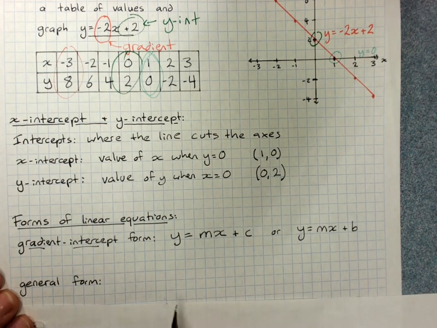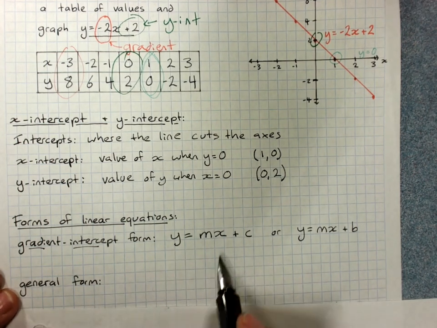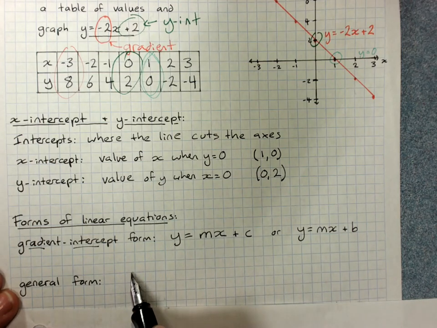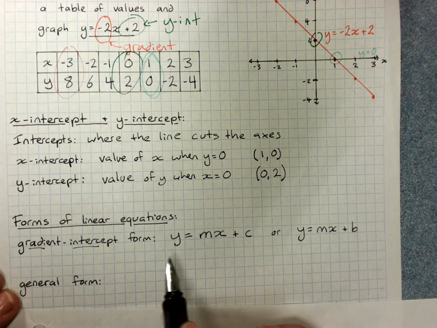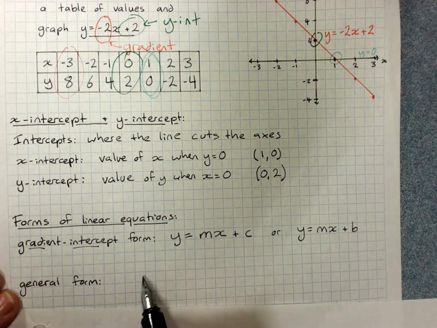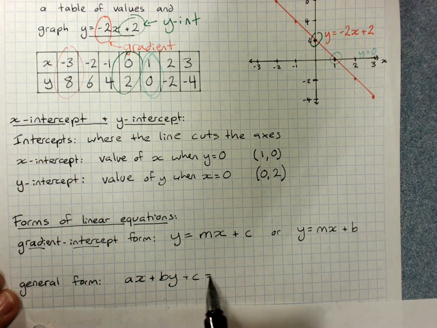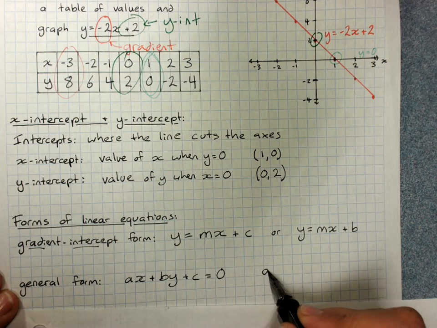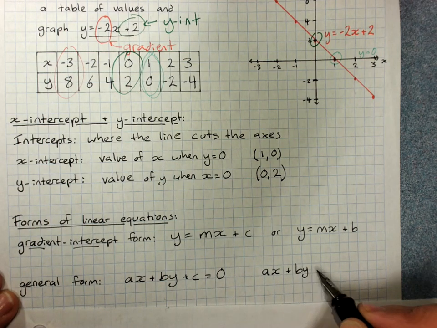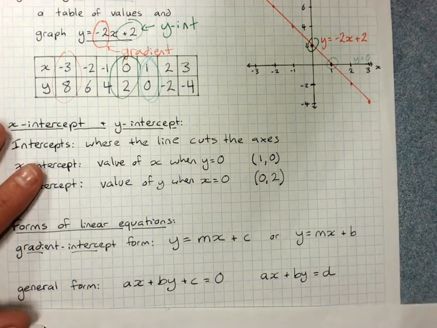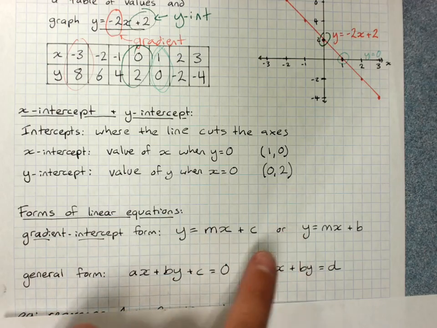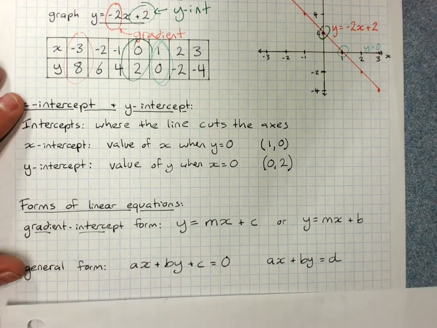The general form of a line is when we rearrange this to have everything on one side, and often that will require some changing around of what the numbers are, which we'll see shortly. And that's ax plus by plus c equals 0. Or sometimes they leave the constant on the other side and we get ax plus by equals d, and they use d for when you leave the constant on the other side. Different books will use different letters at times. It does get a little bit annoying and confusing.